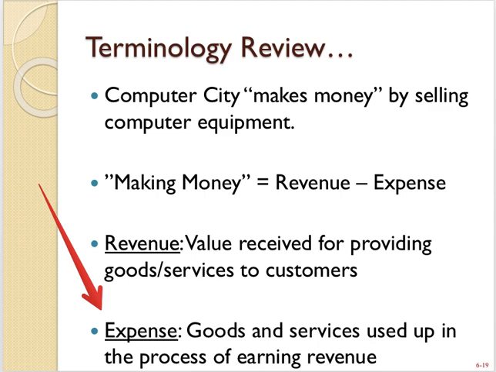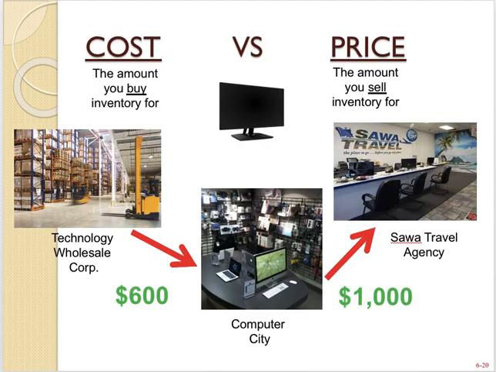So now that we've reviewed all of those concepts, what making money is, what revenue is, and what expense is, I want you to look at these two figures, the cost of $600 and the price of $1,000, and identify which one of these is revenue and which one of these is an expense. So think about that, and I'll explain it in the next video.